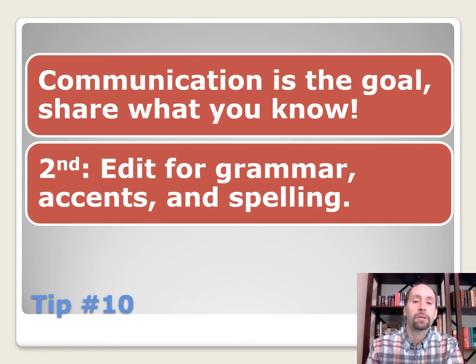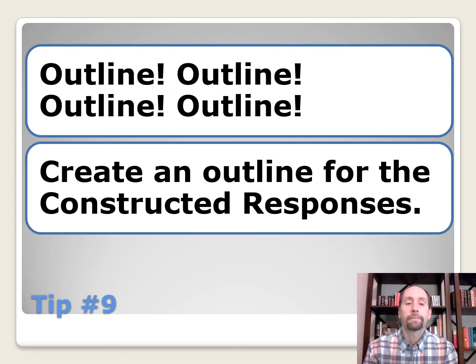All right, tip number 10. Communication's the goal. Share what you know. Then edit for grammar, accents, and spelling. So if you're speaking or writing, just give out as much information as you can. You want to be able to communicate what you know. And then after you've done that and you have time, go back and edit for grammar, accents, and spelling.